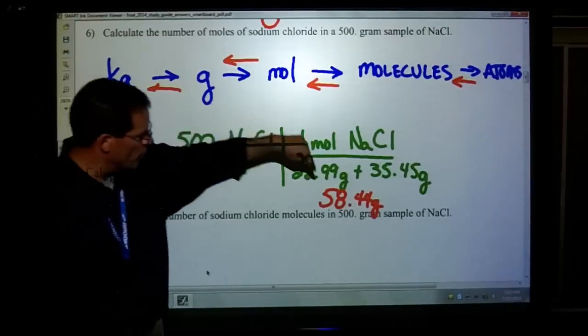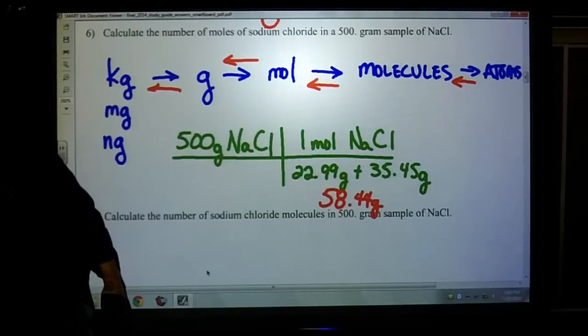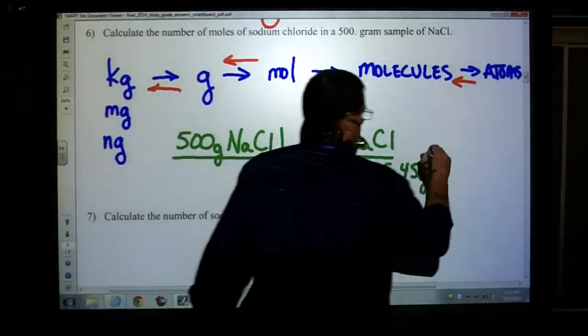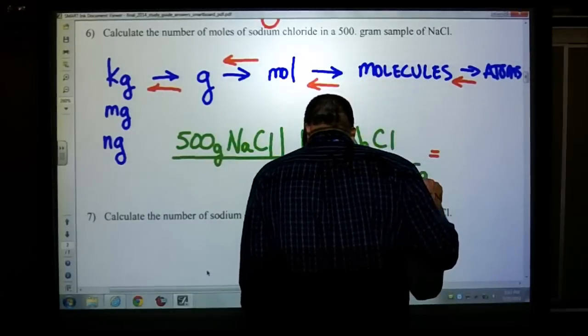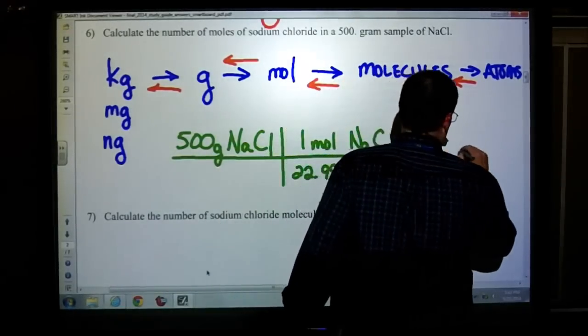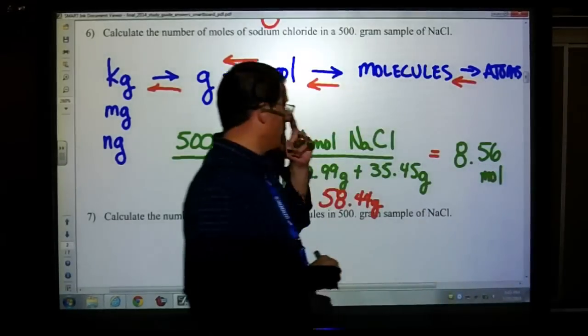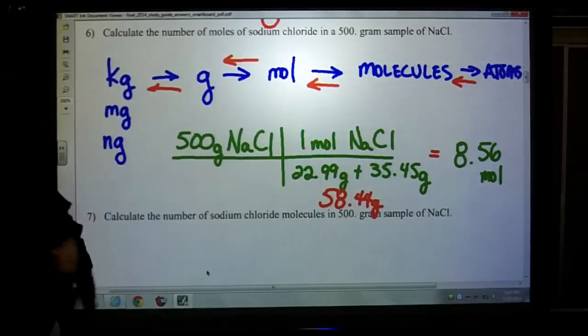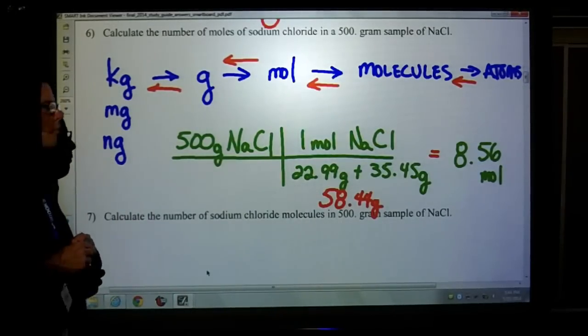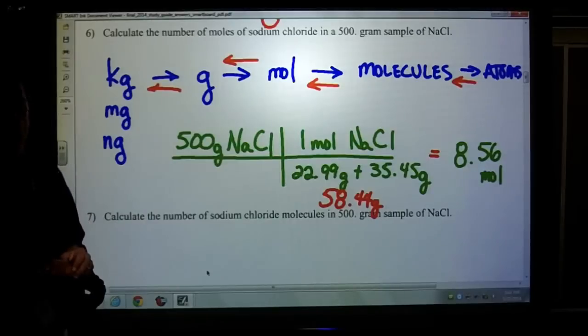So take 500 divided by 58.44, which gives 8.56 moles of sodium chloride in that sample. My calculator says 8.55578371, but again, make sure you're showing 3 sig figs.